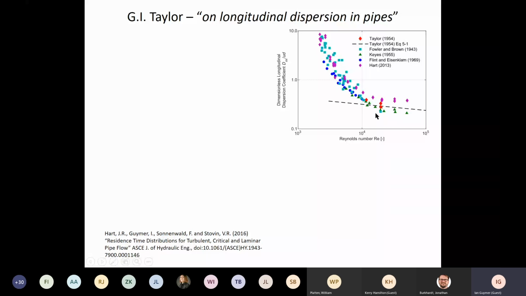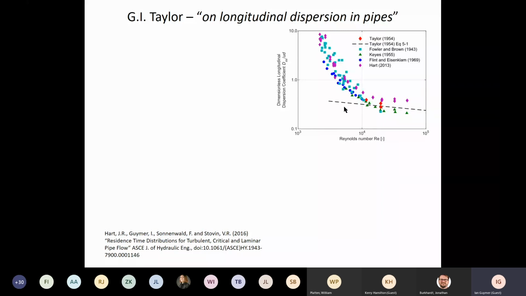And you'll notice that a lot of the data that's been collected by other people doesn't fit this dashed line. This is still in the turbulent or the transitional zone and doesn't fit Taylor's model because Taylor's model doesn't account for shear effects near the pipe boundaries.